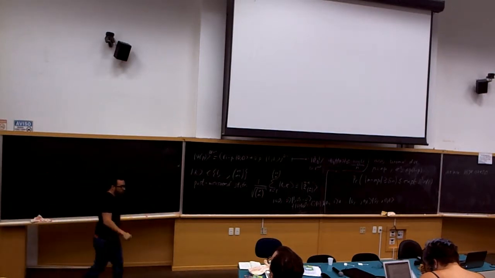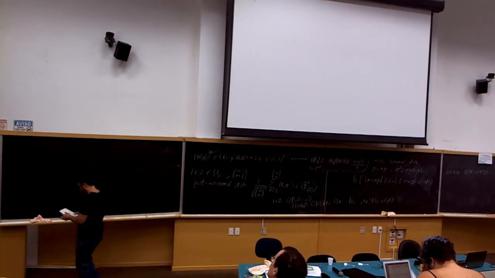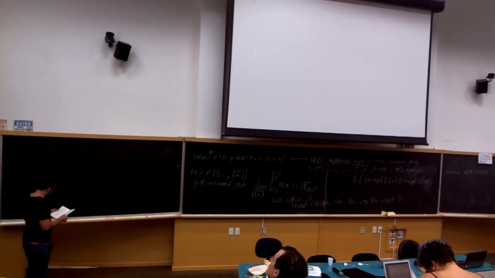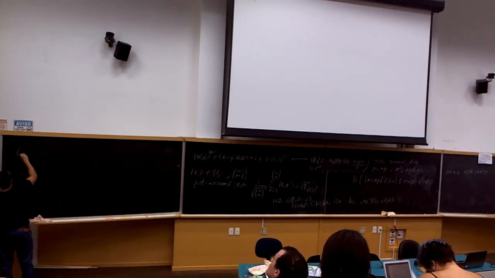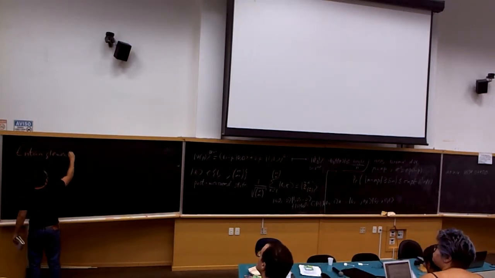So let me tell you another way to understand entanglement. The way I told you what entanglement is, was to define LOCC, local operations and classical communication, and then you can say entanglement is exactly the states which cannot be created by LOCC. So that's one way to define them. Another way you can understand entanglement is by looking at what is called entanglement monogamy.